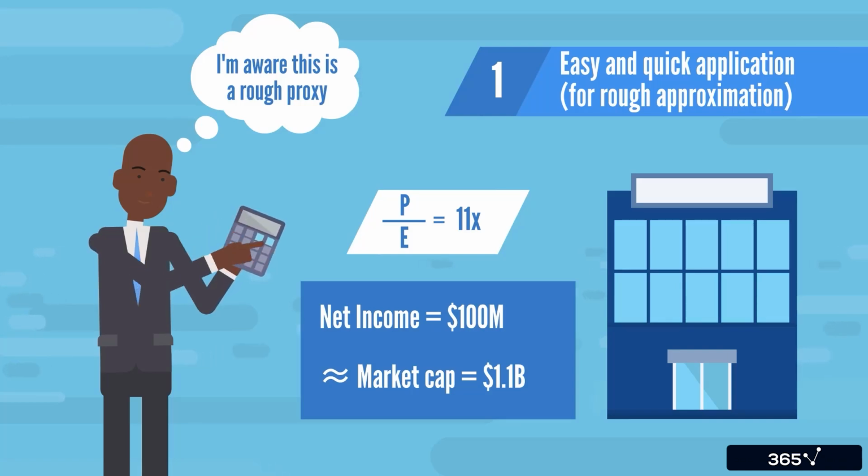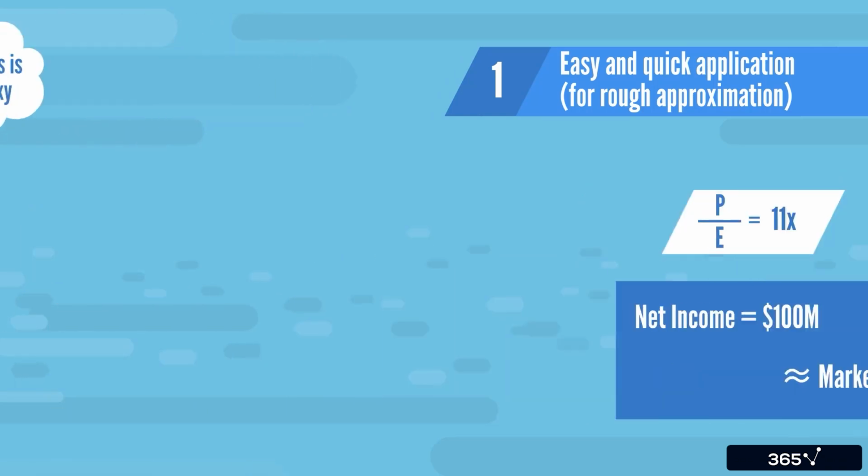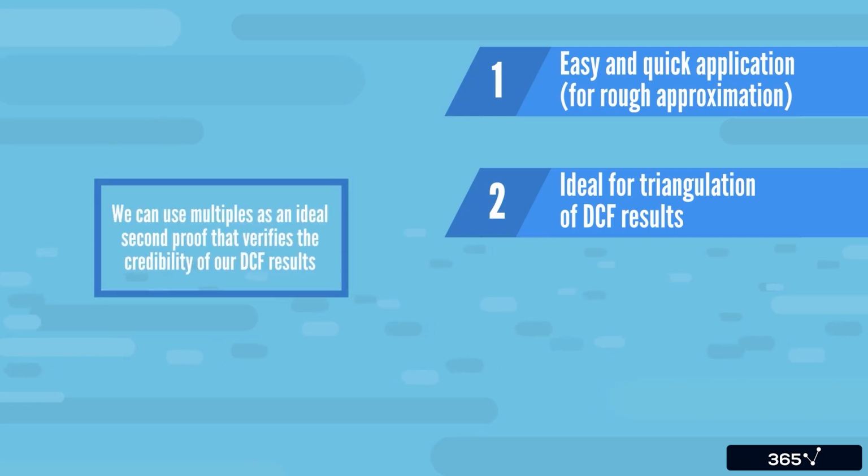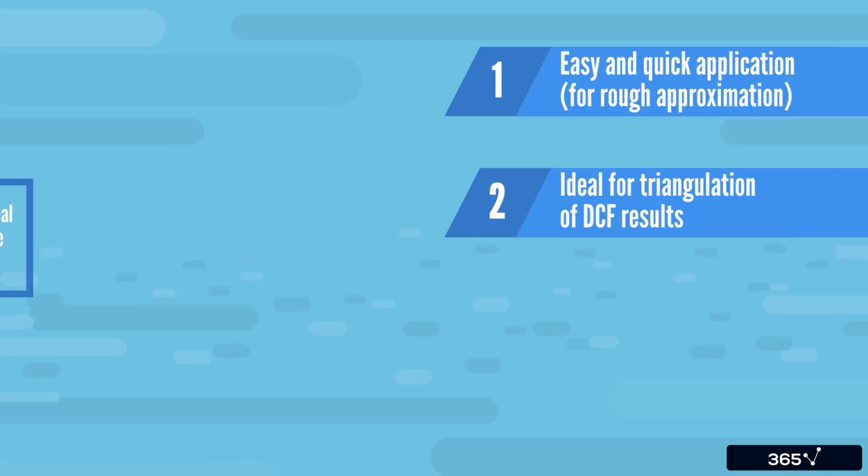At the same time, we should point out that sophisticated investors perform multiples analysis with much more caution and take their time. There's a great deal of detail and thought that can be included in a thorough multiples valuation. In most instances, we don't want to use multiples in isolation. Rather, we want to use them to triangulate DCF results. Once we have carried out a proper DCF analysis, we can use multiples as an ideal second proof that verifies the credibility of our DCF results.